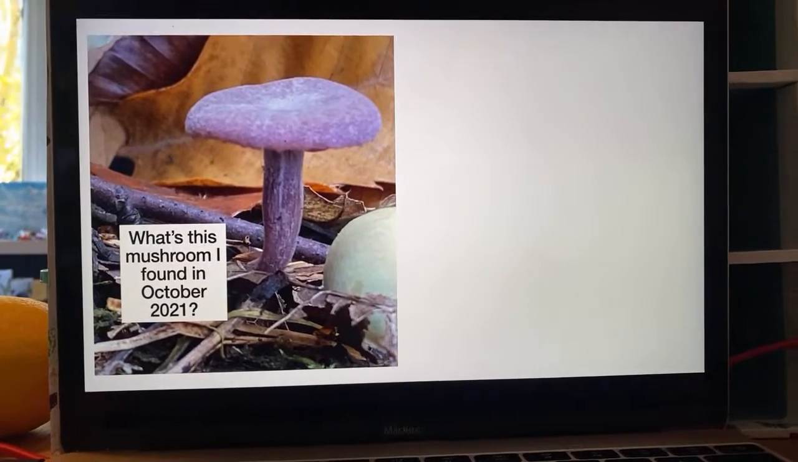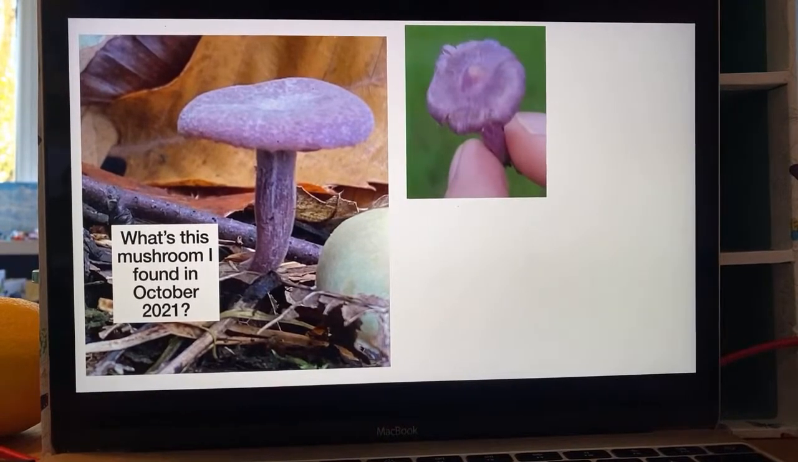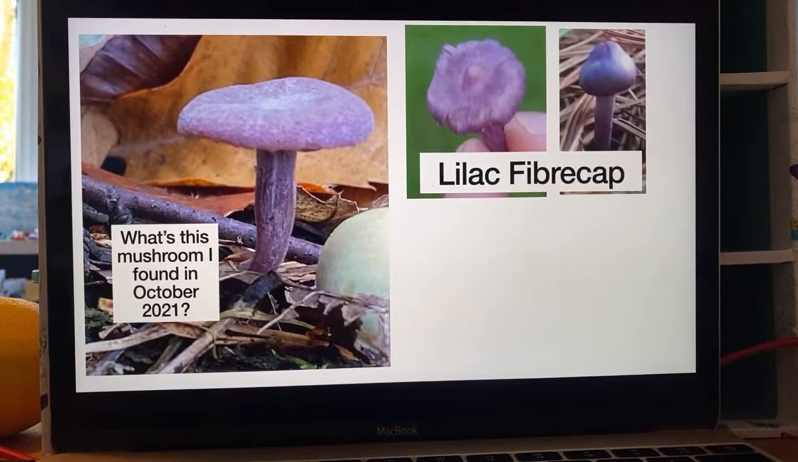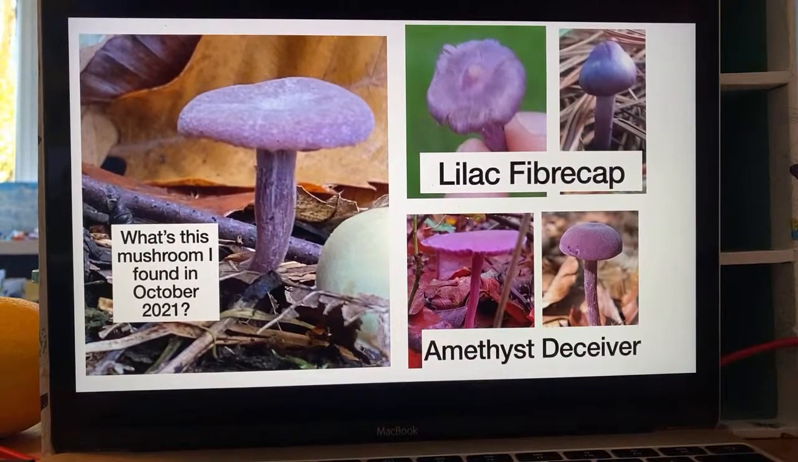Okay, let's get on to a more concrete example. Look at this little guy that I found in October 2021. So it's a small mushroom and it's purple. So this is a good start, right? I mean, how many mushrooms are there that are small and purple? So I looked on the internet and I found out, okay, I think my mushroom could be a lilac fibre cap, which looks like that, a small purple mushroom. Or it could be an amethyst deceiver, which looks like that, small purple mushroom. So which one have I got?